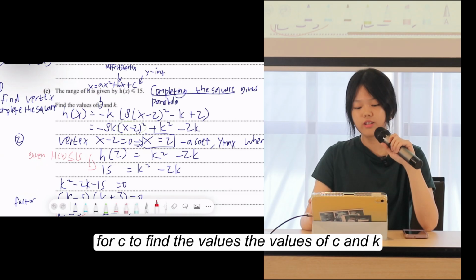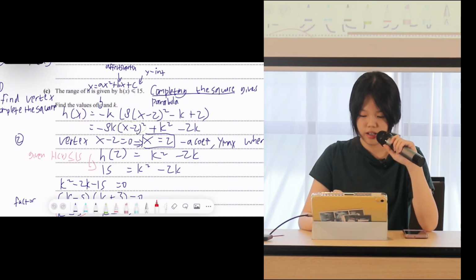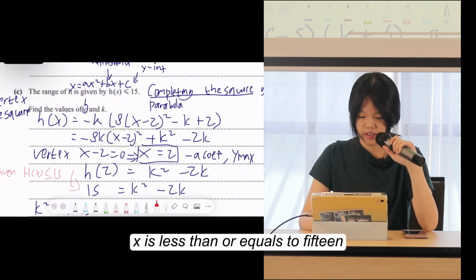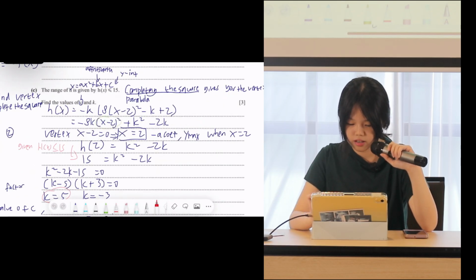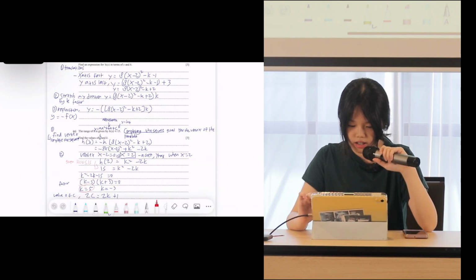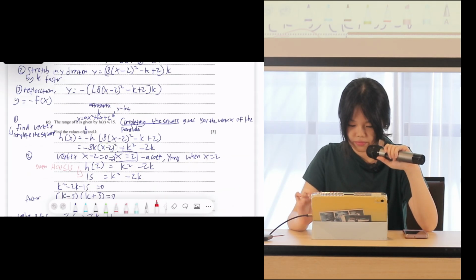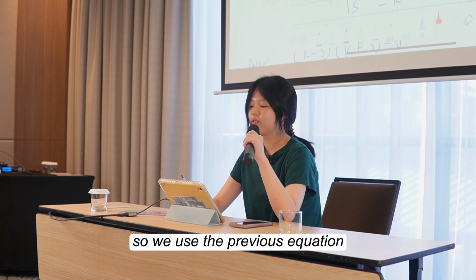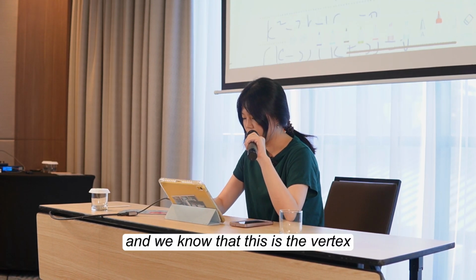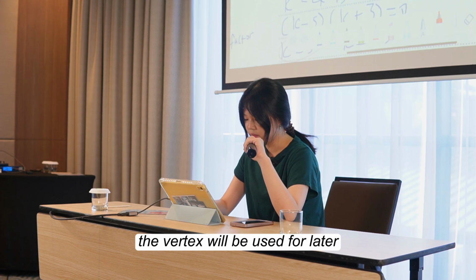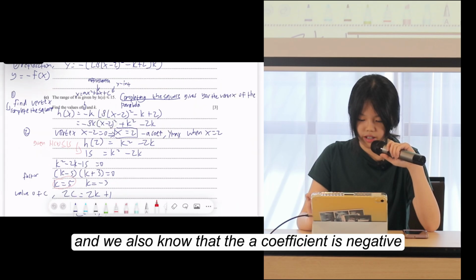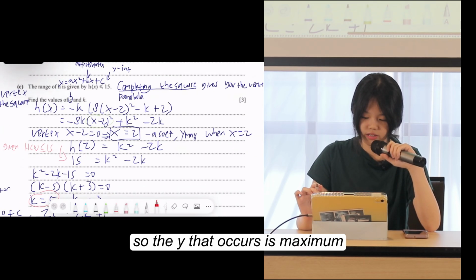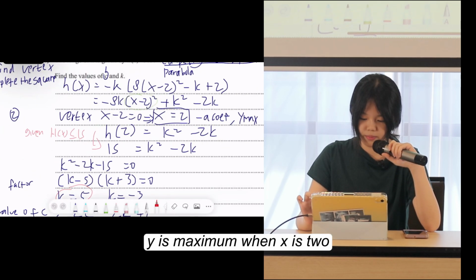For c, to find the values of c and k, we already know that h(x) is less than or equal to 15. So we use the previous equation, and we know that this is the vertex. The vertex will be used later. From this, we know that x equals 2. We also know that the coefficient of x squared is negative, so the y that occurs is a maximum. Y is maximum when x is 2.